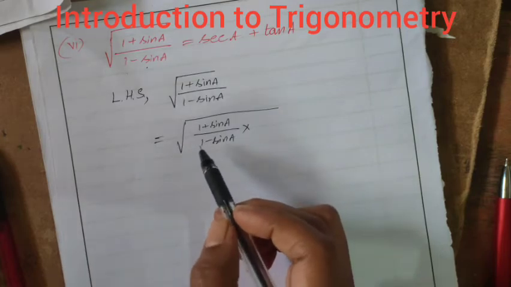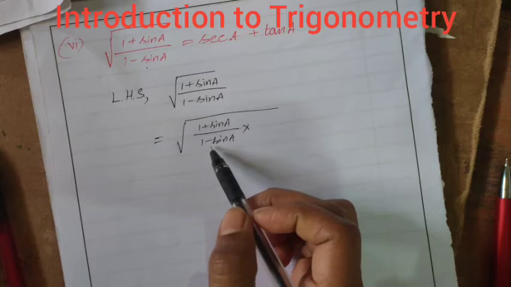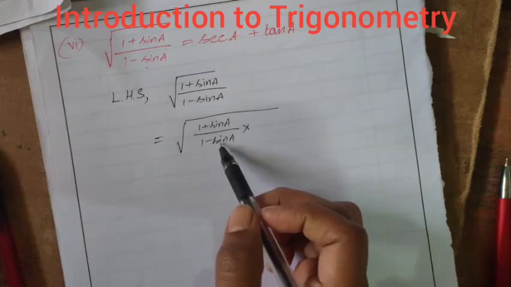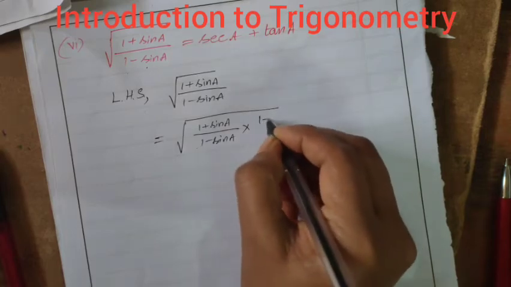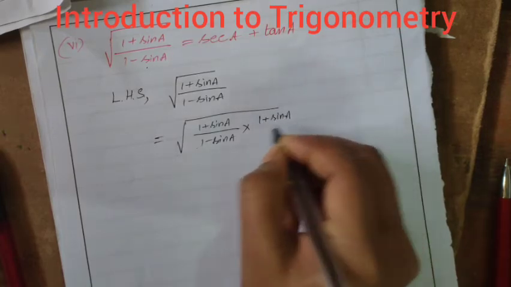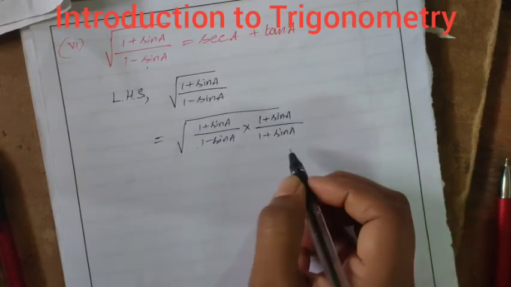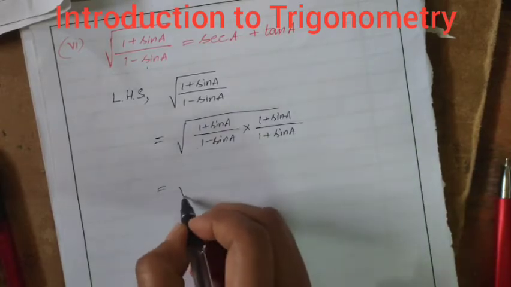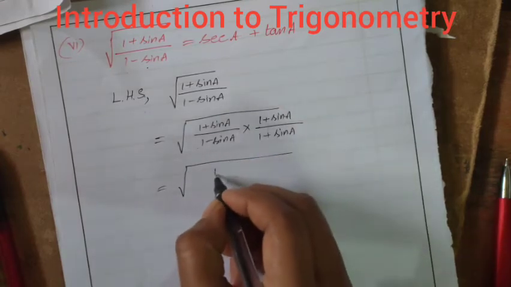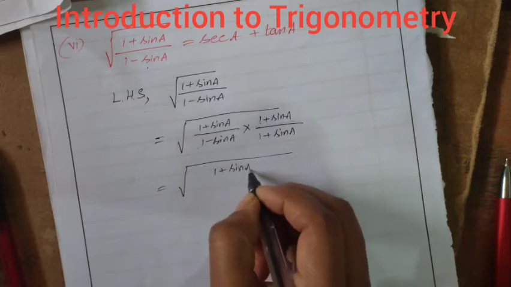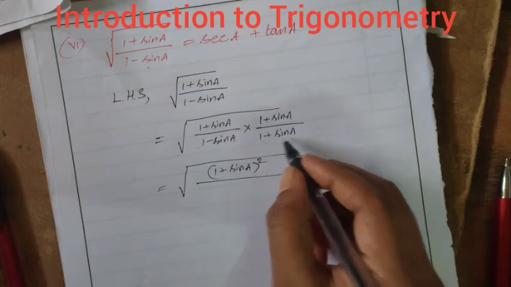So now what is the next step? Students, here you can observe the denominator. The denominator is 1 minus sin a. Now I take the conjugate of 1 minus sin a, which becomes 1 plus sin a. So you can multiply and divide both numerator and denominator. Then what is the next step? Now we can observe this one. This 1 plus sin a into 1 plus sin a is 1 plus sin a whole square, divided by 1 minus sin a into 1 plus sin a.